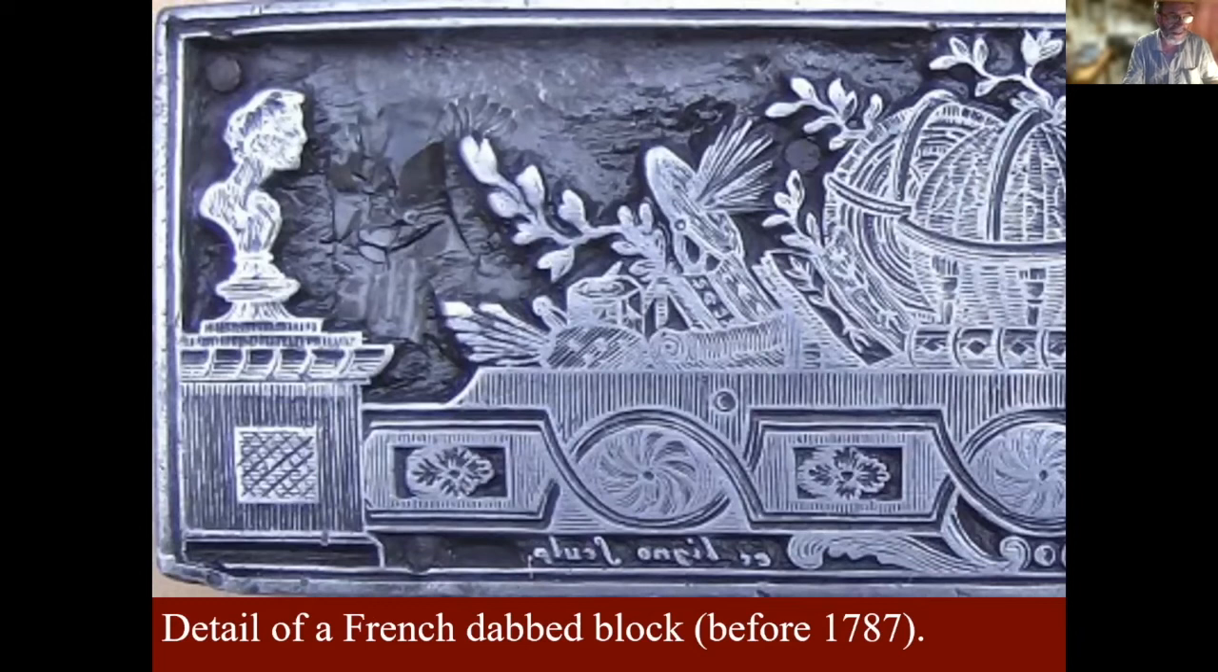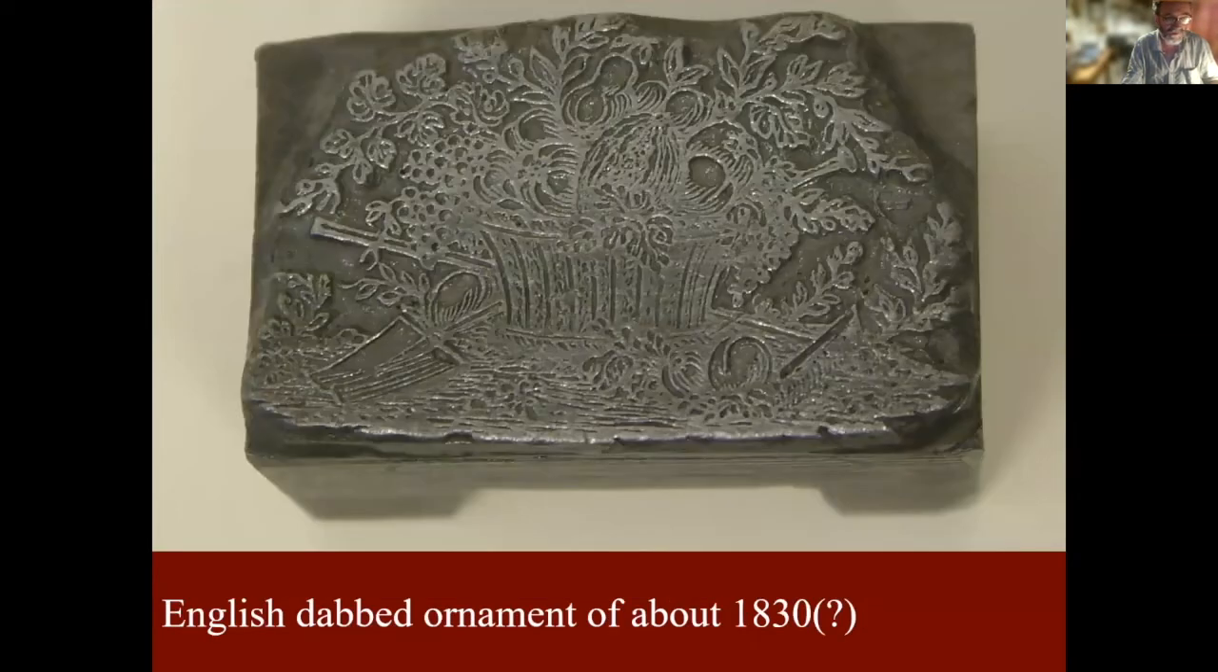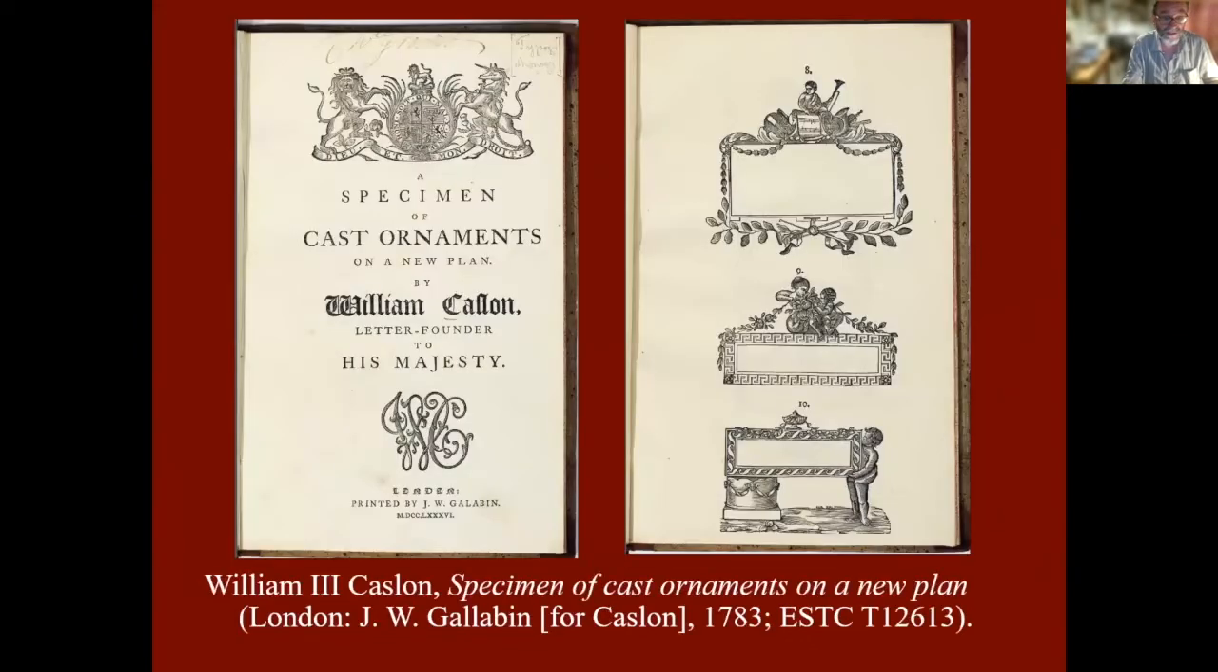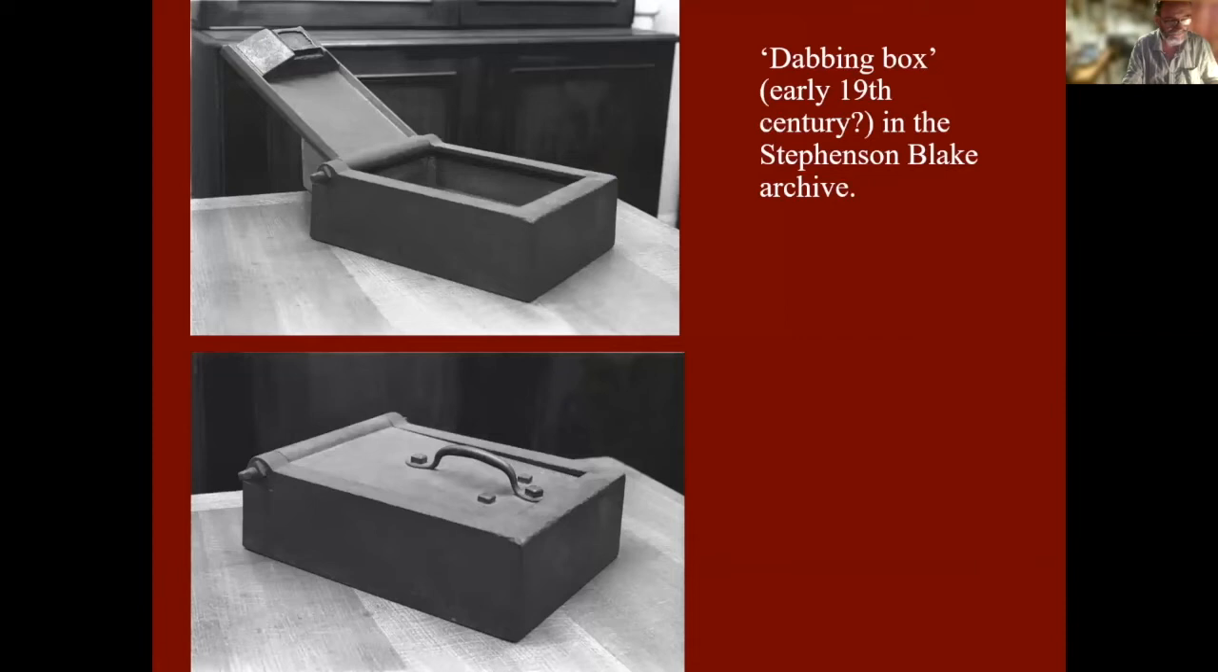Johannes Enschede was selling examples to other printers by 1750, and a German catalogue of cast ornaments was published in 1764. In 1786, William Caslon III issued the first English catalogue as specimens of cast ornaments on a new plan. Although Caslon used a slightly different method for making his matrices, he cut masters in brass and then they were driven into blocks of lead to make the matrices, and then multiple copies were cast by dabbing, quite possibly using a dabbing box like this.